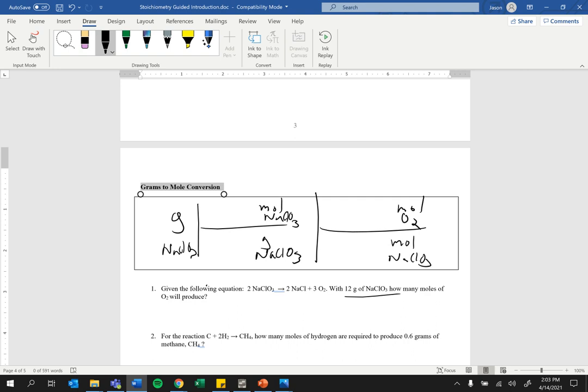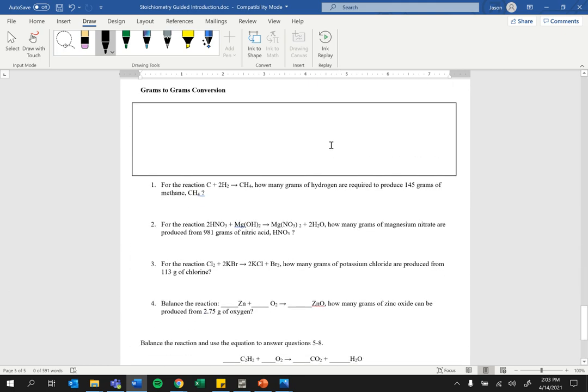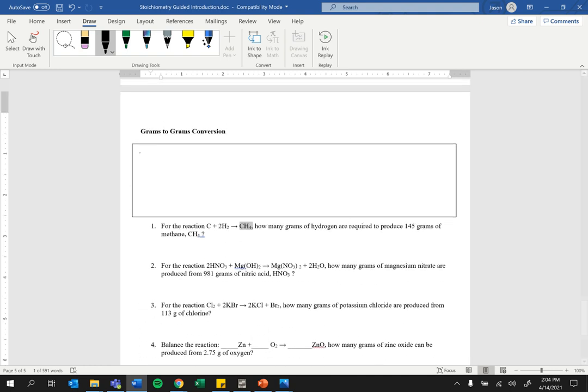And remember, you add up the number of grams. This is from the periodic table, the molar mass. And here, this is my molar ratio. So this is going to be a 2-to-3 ratio. Finally, let's say I wanted to do a grams to grams conversion. So I start with this reaction, and they want to know how many grams of hydrogen are required to produce 145 grams of methane. Well, let's start with 145 grams of CH4.